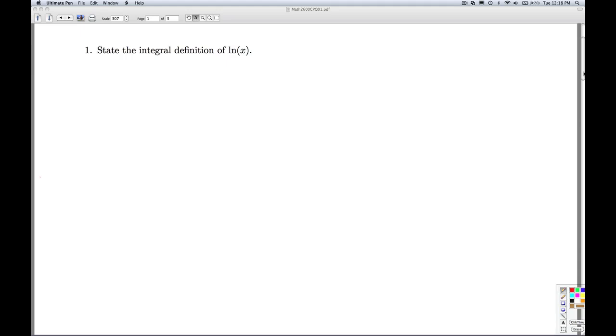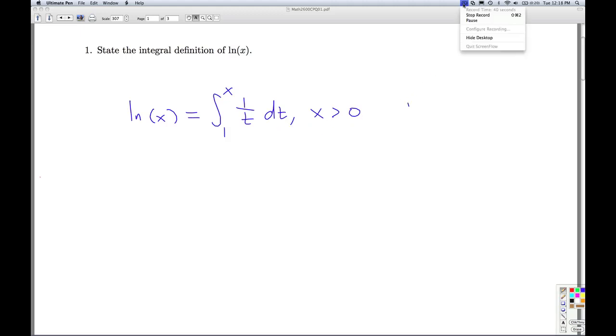So as we saw in class, we define the natural log x to fill the hole left by the power rule we had from Calc 1. So the natural log of x is defined to be the integral from 1 to x of 1 over t dt, and this is good for x bigger than 0. So in addition to having the integral, we also need to know the domain here. And so that's it for number 1.